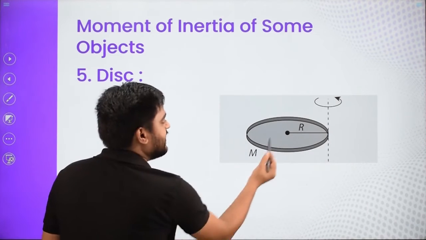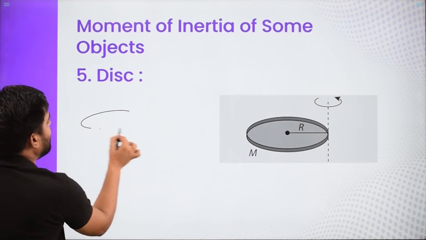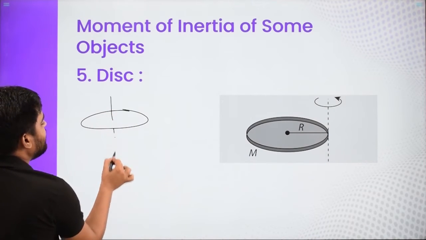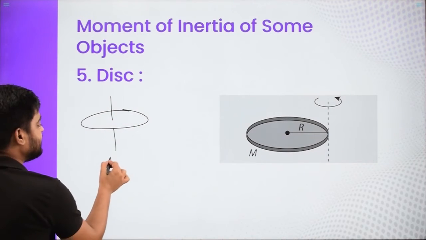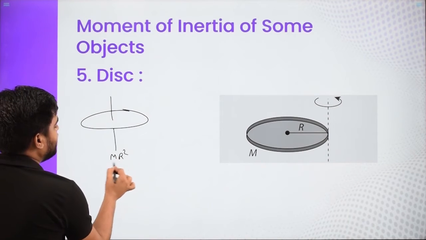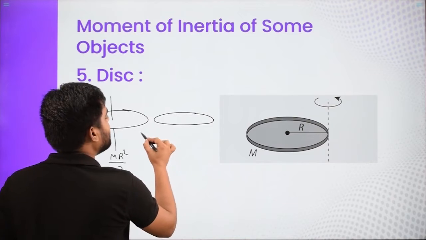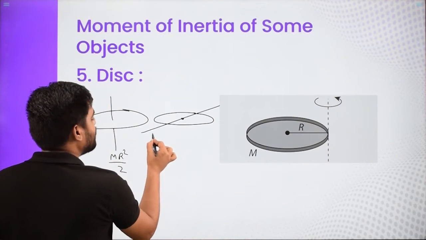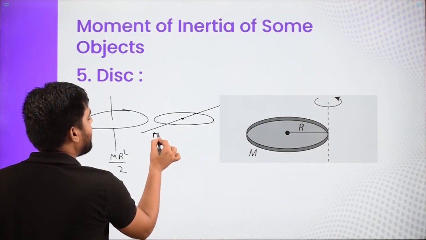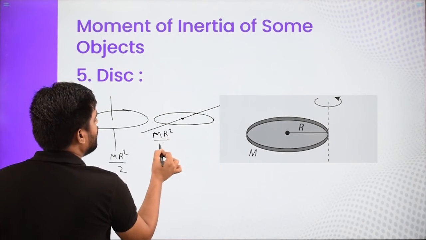So I will say that this is the disk. We have learned about 4 cases. This is the disk and we are talking about this axis, so this is mr square by 2. Second case was this is the disk and we are talking about a diametrical axis. So moment of inertia is given by mr square by 4.